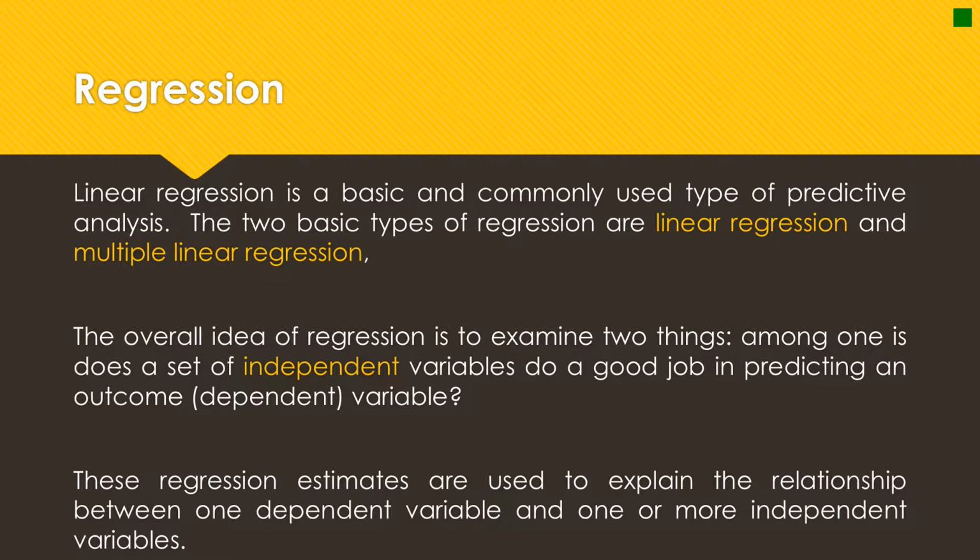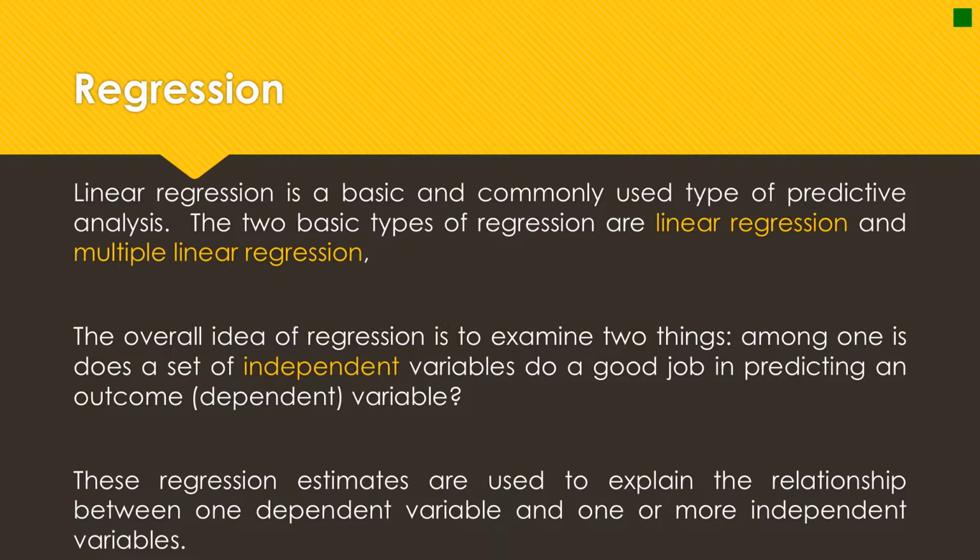So the overall idea of regression is to examine two things. We are going to discuss the first part: does a set of independent variables do a good job in predicting an outcome, which means a dependent variable? And these regression estimates are used to explain the relationship between one dependent variable and one or more independent variables. As far as I know, if there is one independent variable, then we'll say it's a linear regression. And if we conduct it between two or more independent variables, we'll say it's a multiple linear regression.